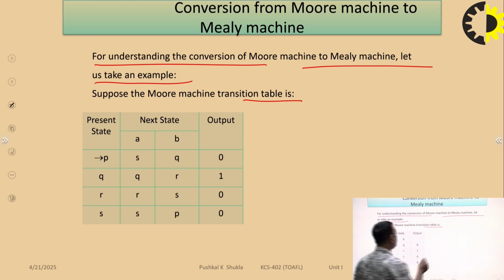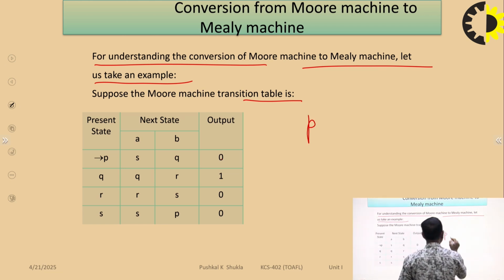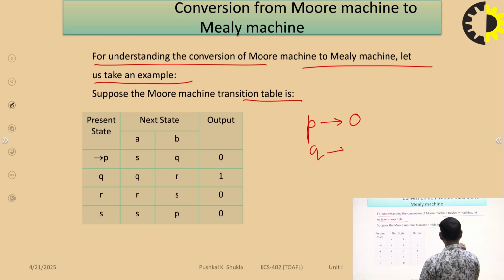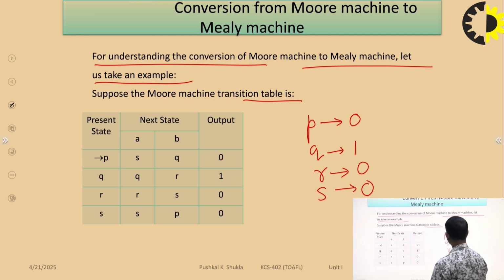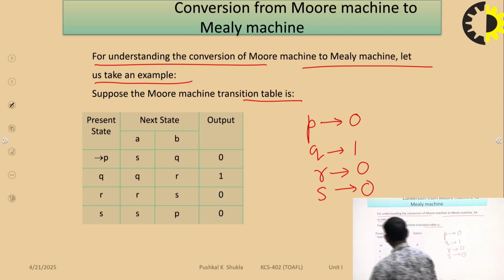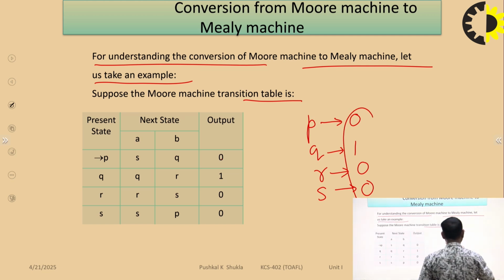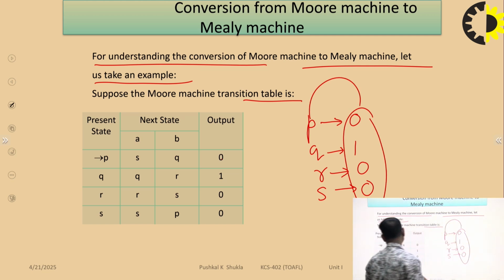So here we see P is associated with 0, Q is associated with output 1, R is associated with 0, and S is associated with 0. So here we see the output is associated with the present state.